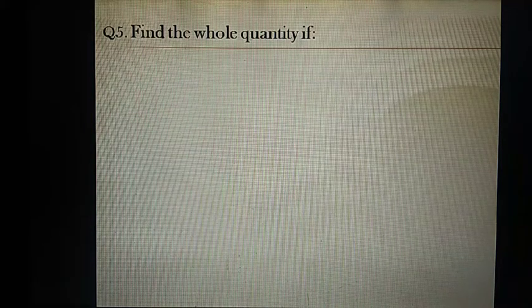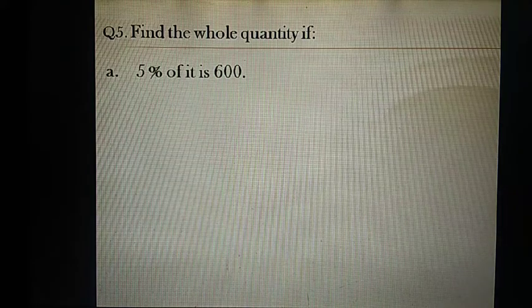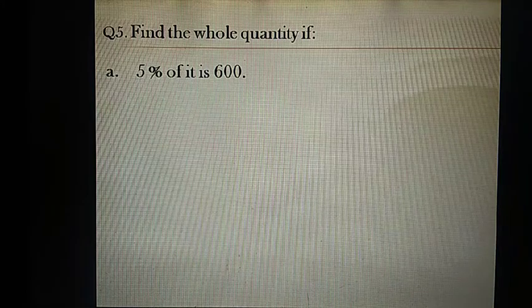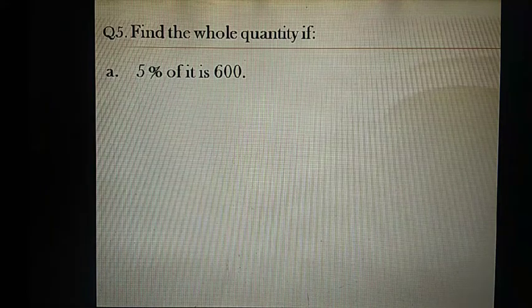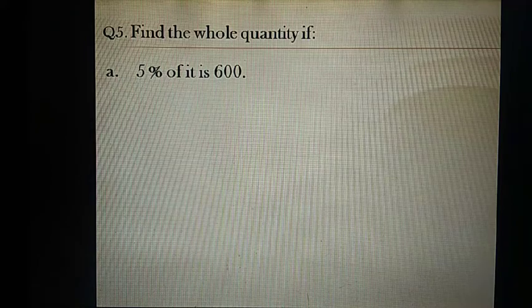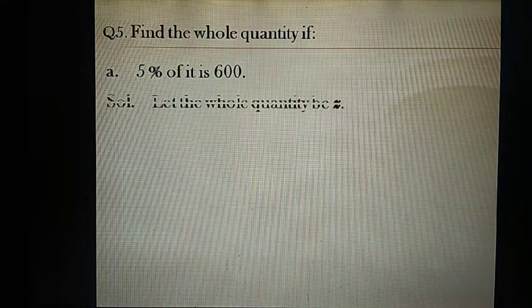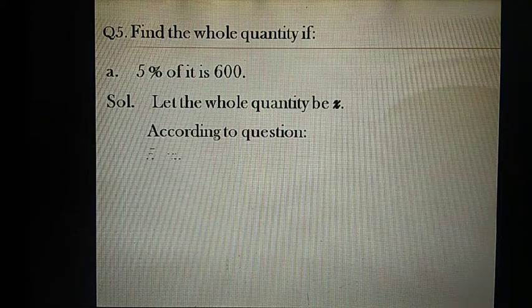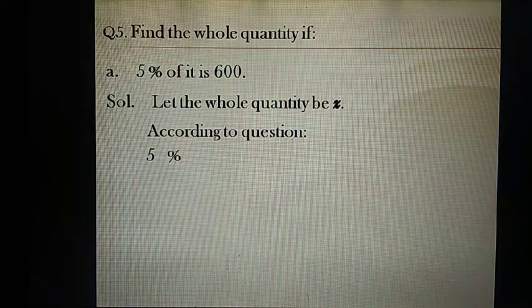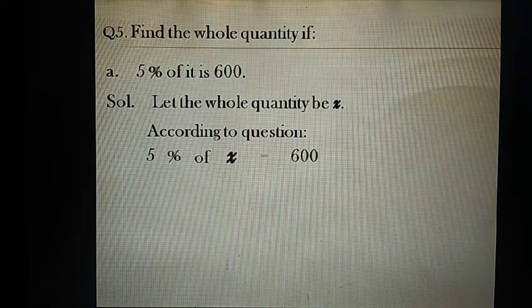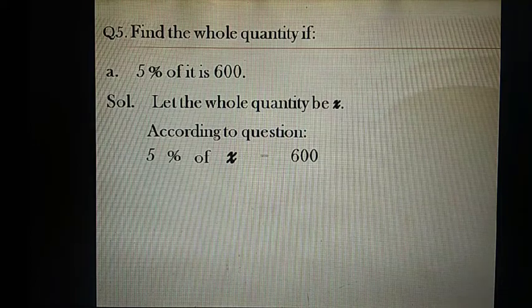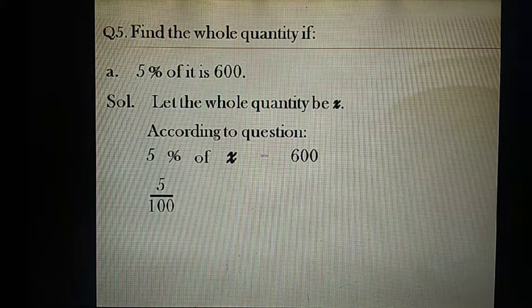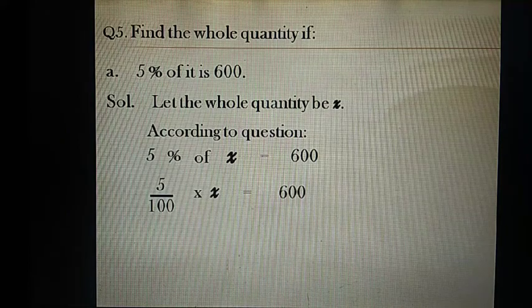Question number 5. Find the whole quantity if 5% of it is 600. You have to find 5% of which value will give you 600. So let the whole quantity be x. Now according to the question, 5% of x is equal to 600. Now 5% means 5 upon 100, of means into x equals 600.